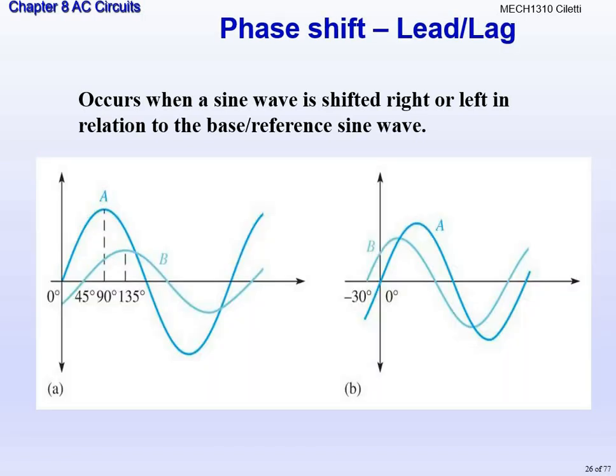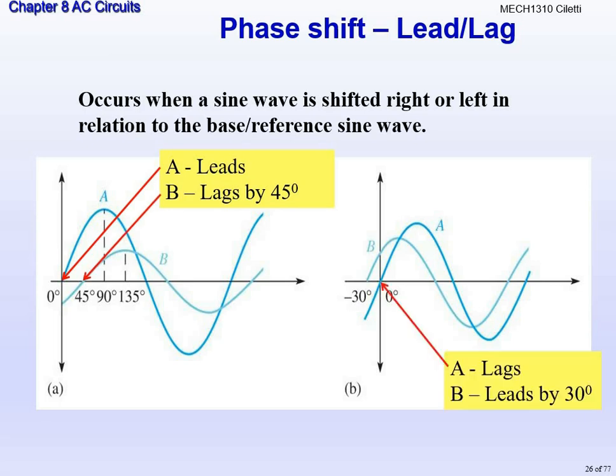So we can break it into leading and lagging. We're really just shifting. So here in this example, A is leading signal B by 45 degrees. A is closest to the y-axis. This is the easiest way to remember this. A is closest to the y-axis in this case, and it's closer by 45 degrees than the B signal. You can pick it off anywhere, but it's always much more convenient to use what's closest to the y-axis.